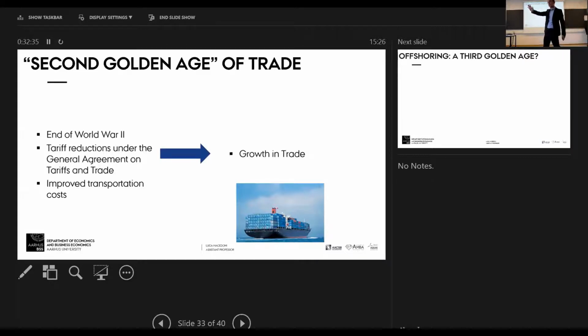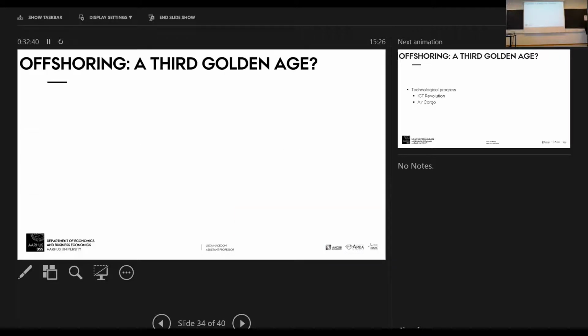And then there are continuous innovations in transport technology so that trade costs decline further and further. And then we have two revolutions. The first one is the ICT revolution, computers. The second one is air cargo. Shipping on a plane components for manufacturing goods.